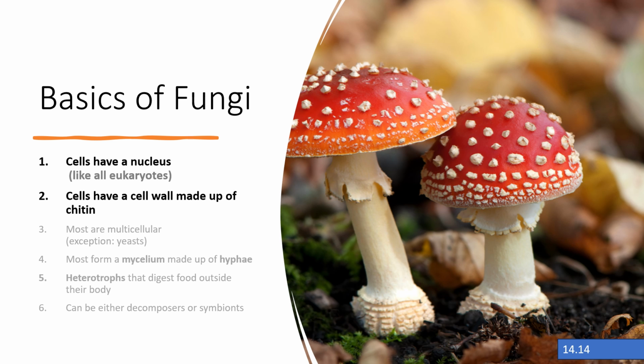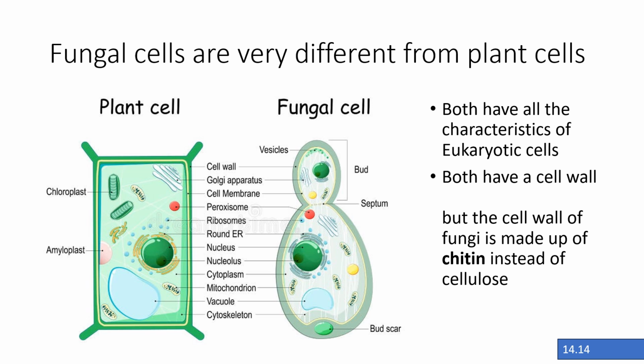So let's go over the basic characteristics of fungi. Remember, again, we're in the Eukarya now, and because fungi are eukaryotes, their cells have a nucleus. Like plants, fungal cells also have a cell wall, but you'll see that fungi and plant cells are very different. Again, both are eukaryotes, so they both have a nucleus and other membrane-bound organelles, and both do have a cell wall. However, the cell wall in plants is made up of cellulose. In fungi, the cell wall is made up of a different substance called chitin.